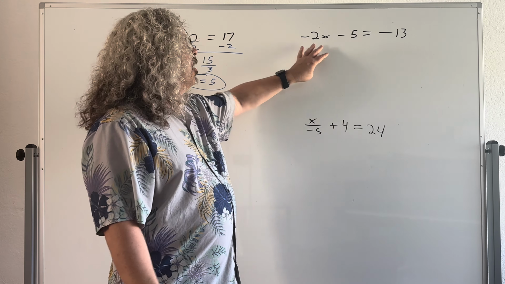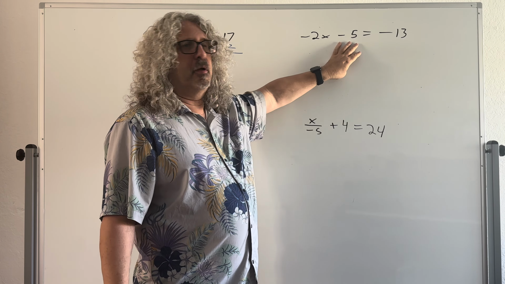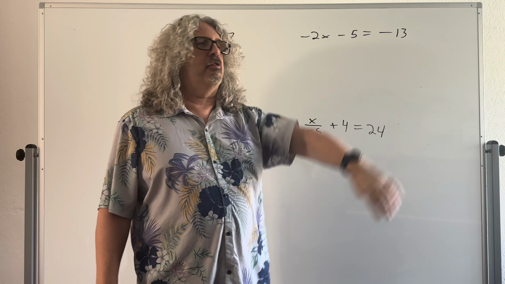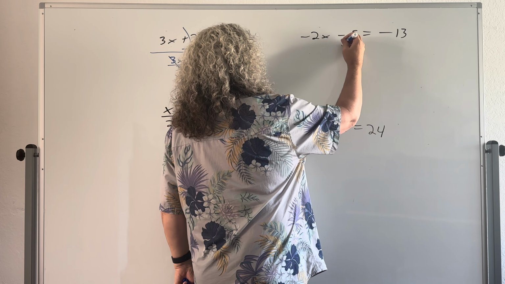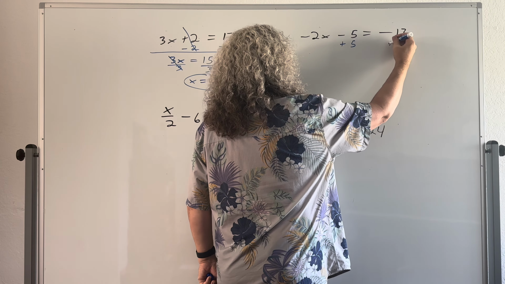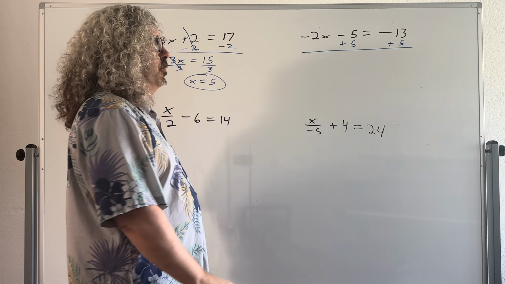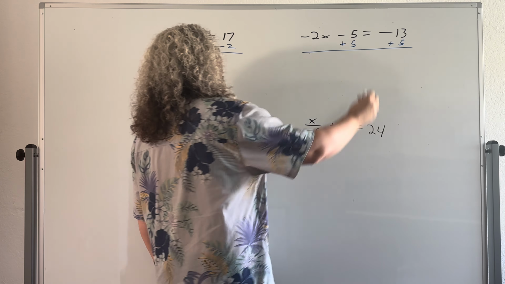Same thing. I've got a letter term, and I've got a number term, and I've got a number term. Let's get all the number terms on one side. So I'm going to start by going +5, +5. Always start with moving the numbers. It's going to make life way easier for you. Okay, so now they're going to become 0.